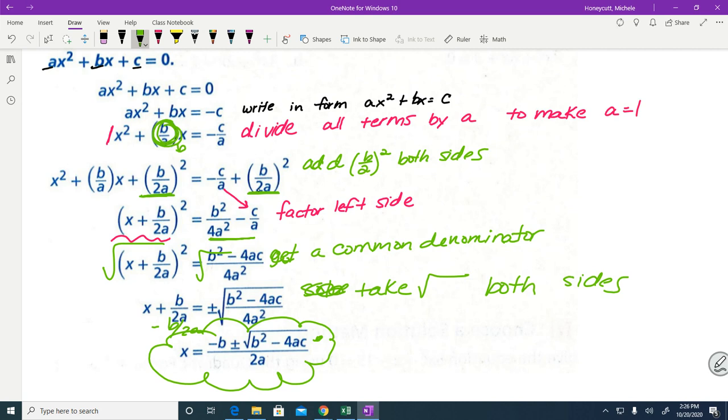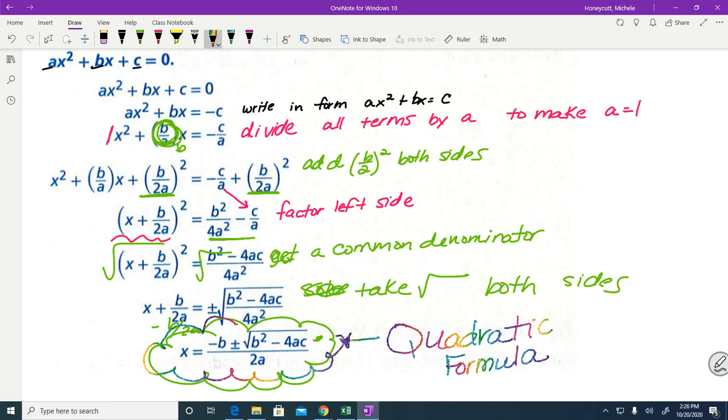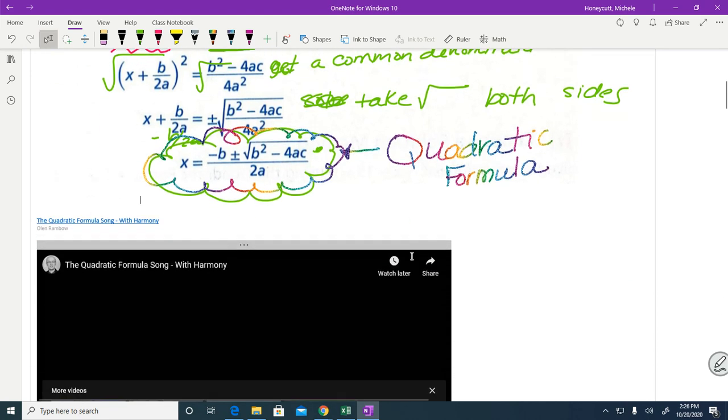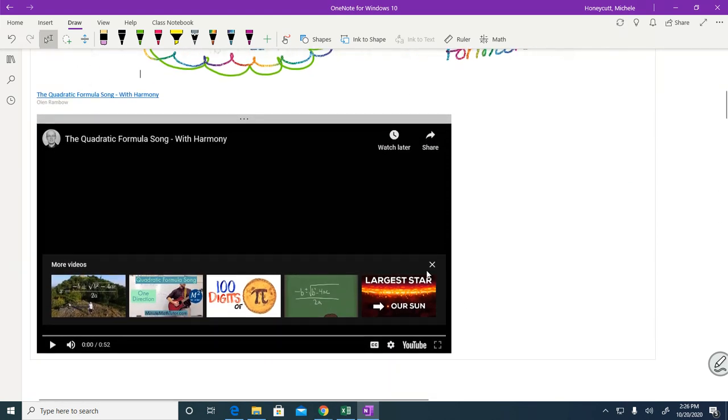What is this? Something you're going to need to memorize because it is going to pop up for the rest of your math career. This is called the quadratic formula. How on earth am I ever going to remember what this formula is? Well, guess what? There have been thousands, probably millions of songs written about the quadratic formula. So let me play one for you. Oh, look, I have one right here already.